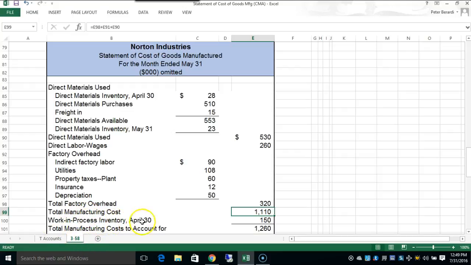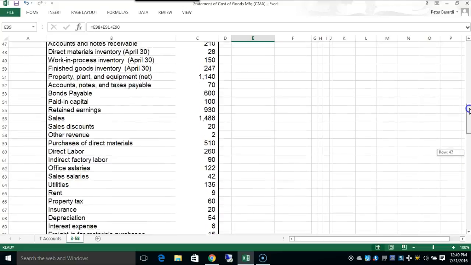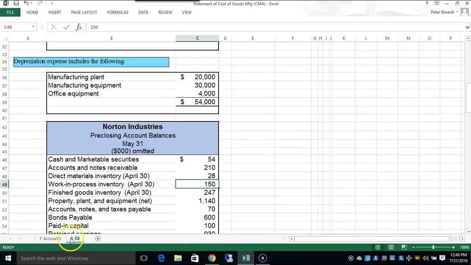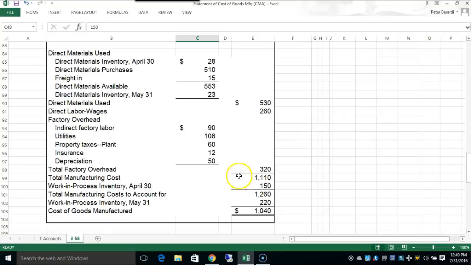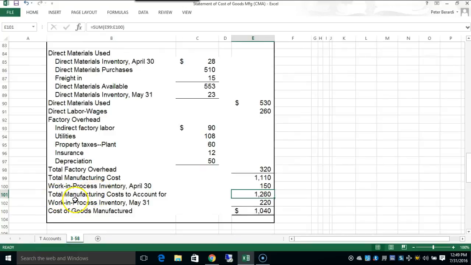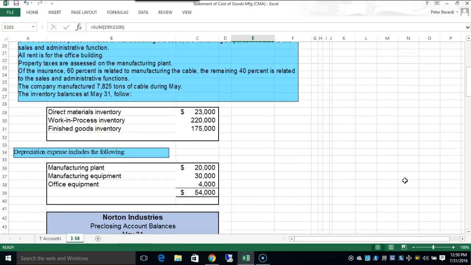Now, we take the work in process inventory from the beginning of the period, which is given to us in the problem right here, and we add it to total manufacturing costs incurred for the period to get to total manufacturing costs to account for. So the whole debit side of your WIP is basically going to be your manufacturing costs to account for. Now, we're told that our work in process inventory at the end of the period is 220, which we got right here.